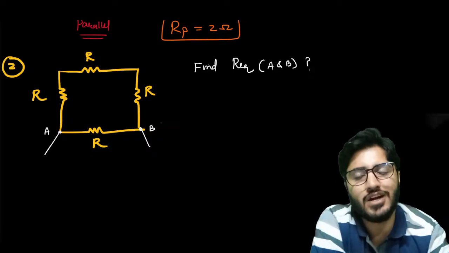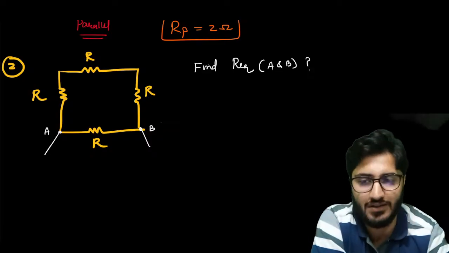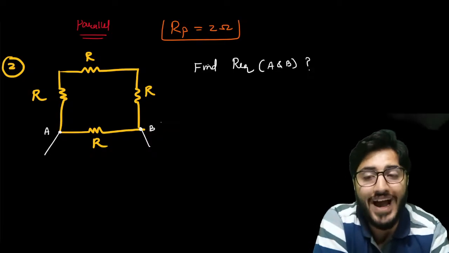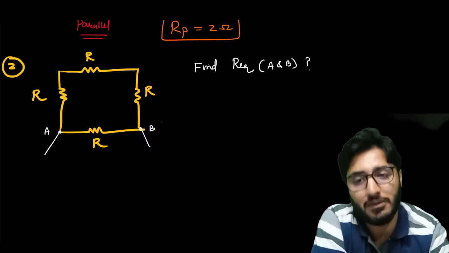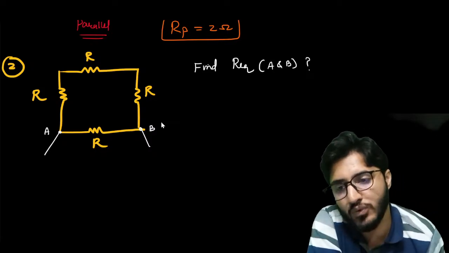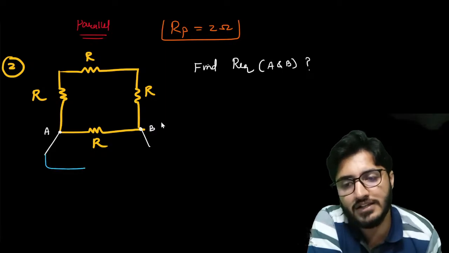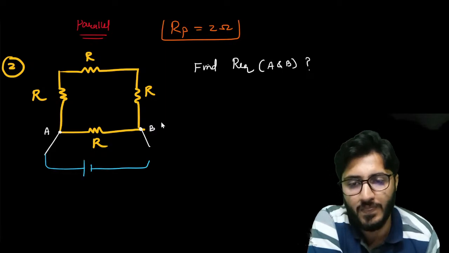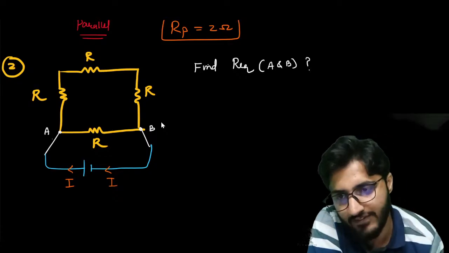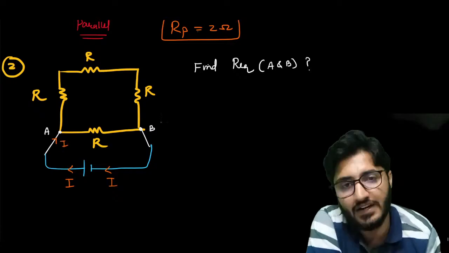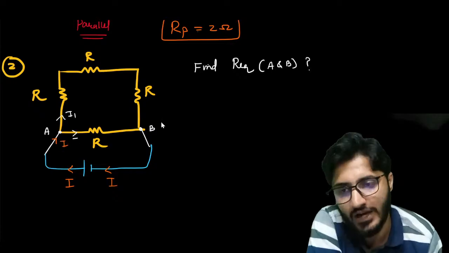Look, the first 10 to 15 numericals will take time, no? Why, sir? Because of identifying the series or parallel combination. Look here, let us suppose we need to find it between A and B. What is the short trick? Sir, I will just assume that there is a battery. So here the current will divide two ways, no? Sir, I1 current, I2 current.